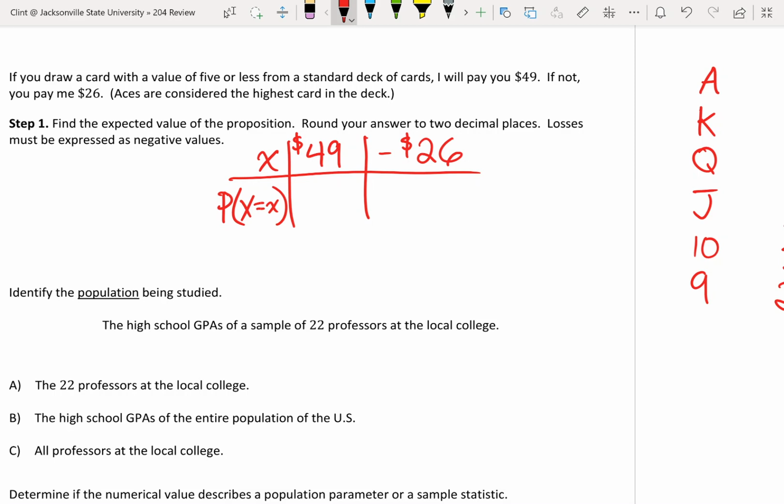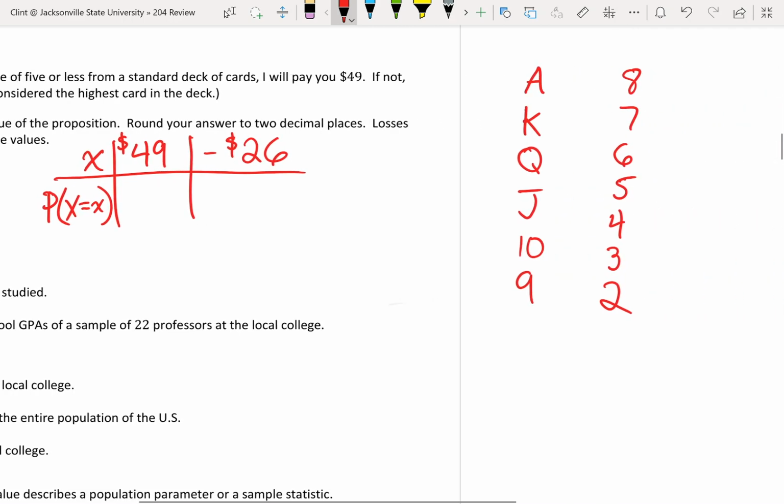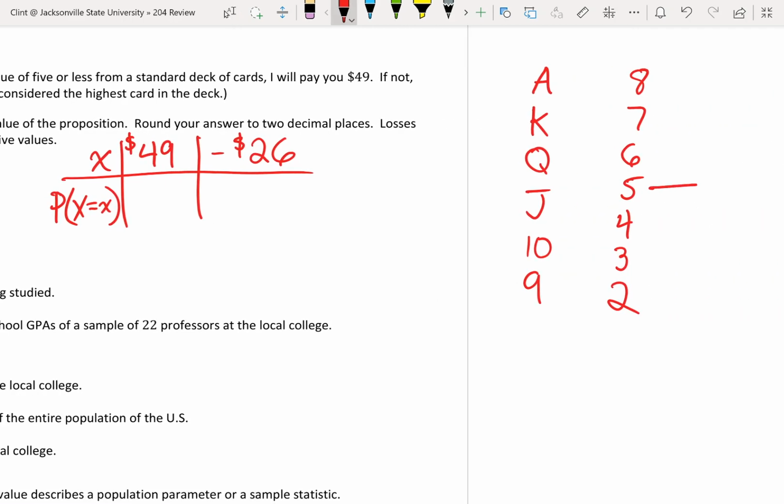Okay, so when do we win? It says if we draw a card with a value of 5 or less, we win. So how many of those do we have? We've got 1, 2, 3, 4 in each suit, but we've got 4 suits. 4 times 4, we've got 16 winning cards in the deck out of 52 cards in the deck.